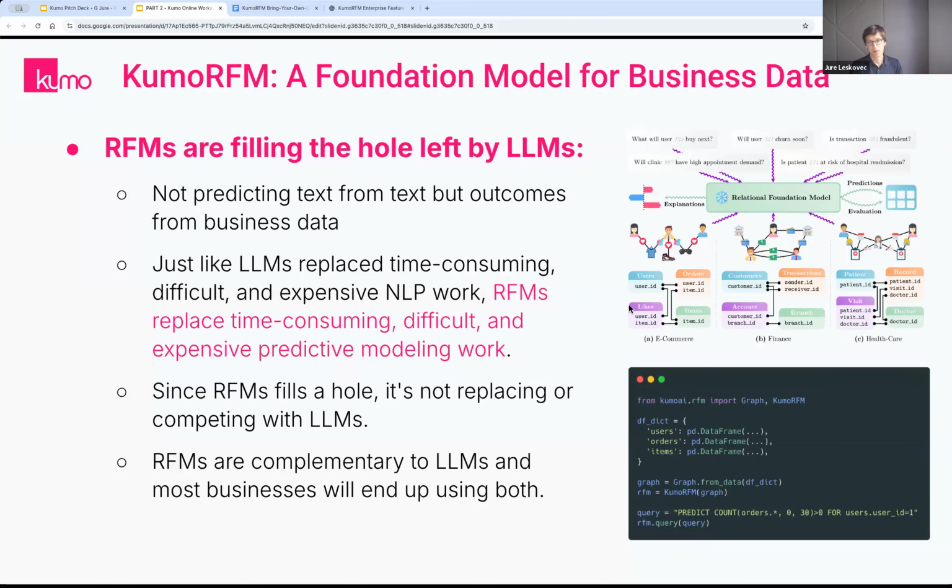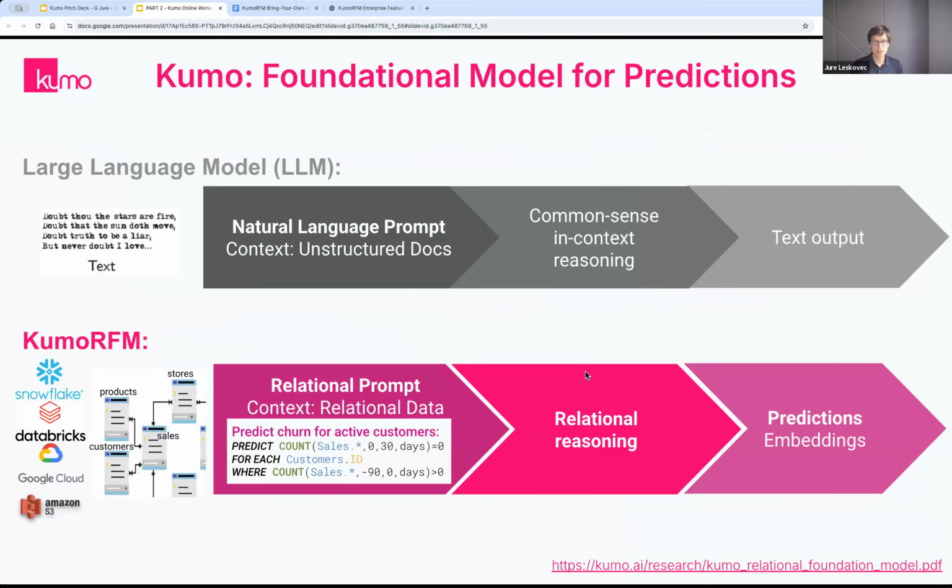What I want to do next is tell you more about how we built this pre-trained model and how does it work, right? So basically, we have a foundation model for predictions, something that was not possible to do before. And maybe the best way to build an analogy is with large language models, right? In large language models, we point them to text, unstructured documents, we write a prompt, we ask a question, and then the model does, let's say, this kind of human-like, common sense, in-context reasoning to give us textual output.